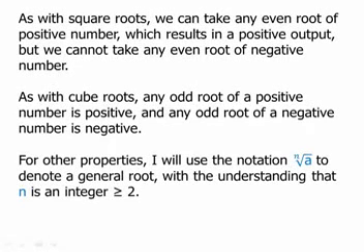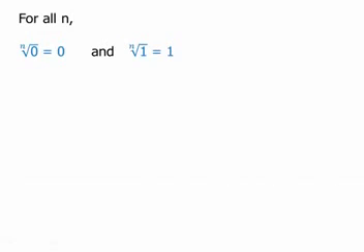For other properties, I will use the notation with an n before the radical sign. So the nth root of a. And here I'm talking about a general root, and of course it's understood that n is an integer greater than or equal to 2. For all roots, we can take the nth root of 0 and it equals 0, and the nth root of 1 equals 1. So that is true for all values of n.